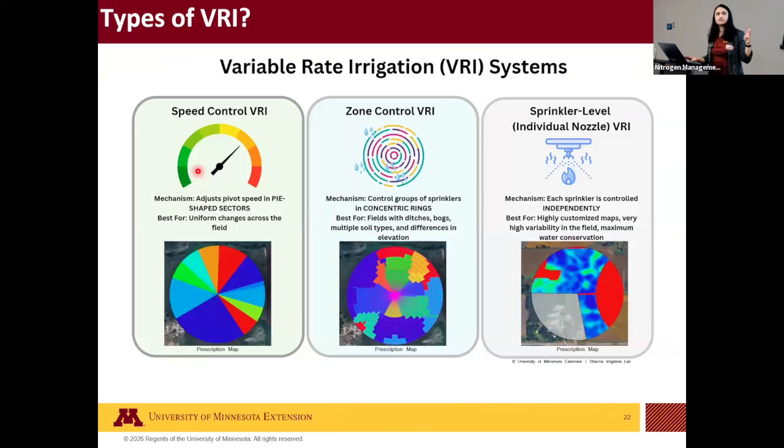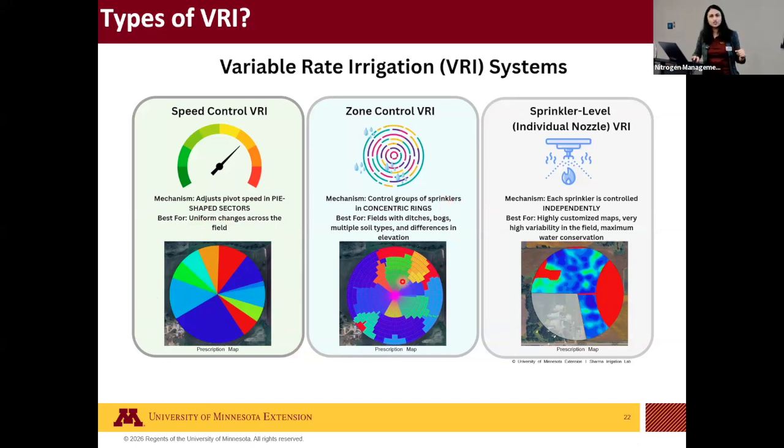Now, VRI is of three kinds that's available in the market. One is speed control or sector control VRI, which means that it irrigates your field and it changes the speed of the pivot. When it is moving fast, it's applying less water. When it's moving slow, it's applying more water. So by changing the speed of the pivot, you change the rate. But it only covers this pie-shaped variability, right? But mostly our variability is not pie-shaped.